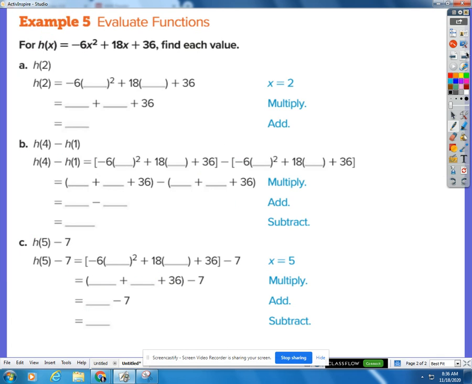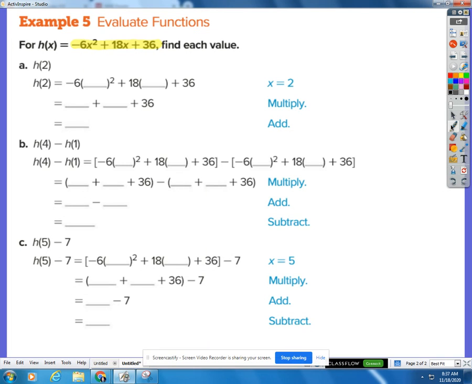Moving on to the bottom of the page, example 5, evaluating functions. H of x is equal to negative 6x squared plus 18x plus 36. Find each value. So our expression for this function of h is negative 6x squared plus 18x plus 36.